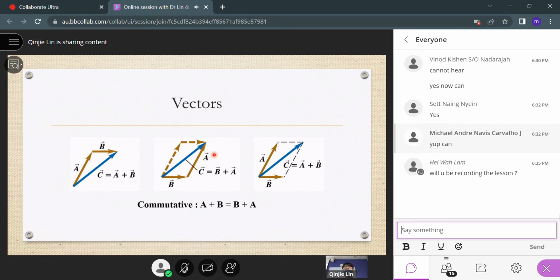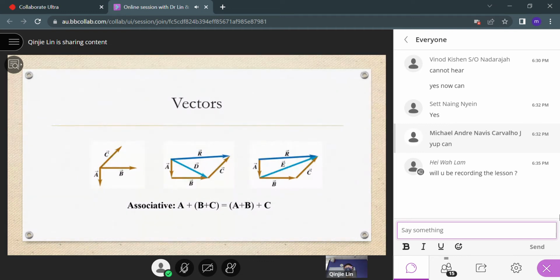Then if you look at B plus A, like this, you will still go from the start of B to the end of A. The arrow, you realize, is actually the same direction and same magnitude also. So this is proven in this manner. It is commutative.